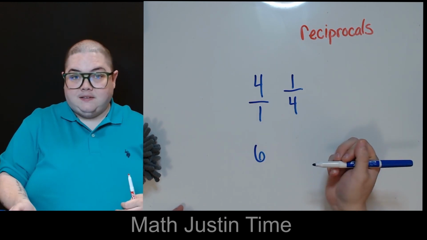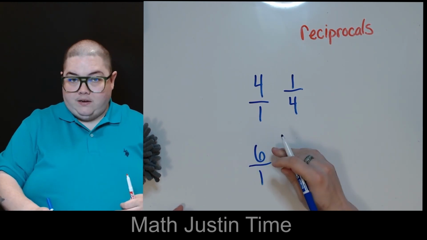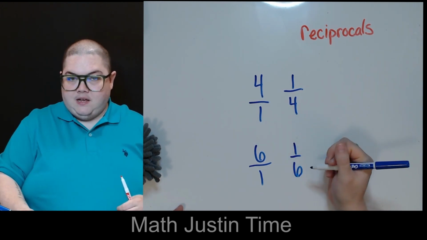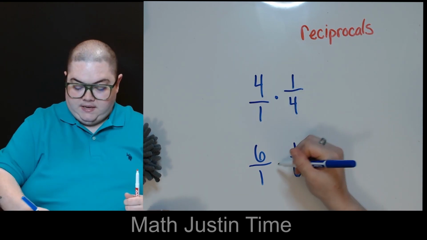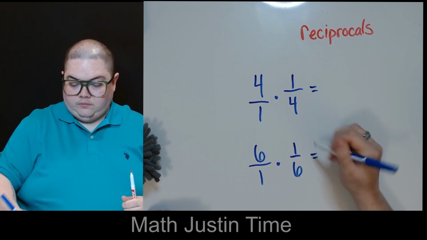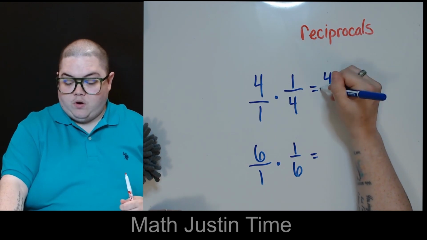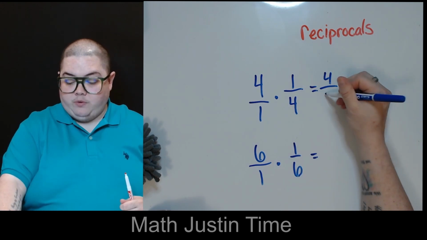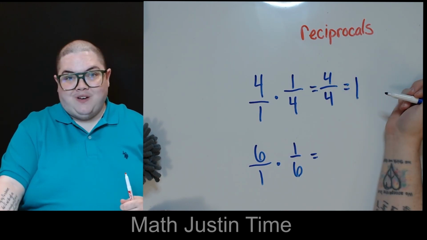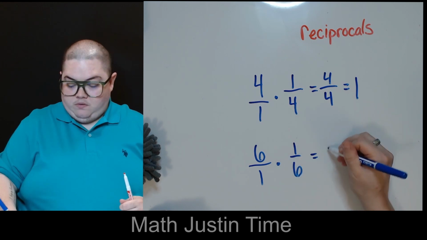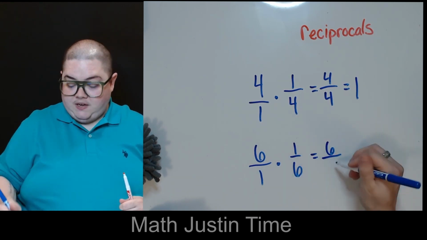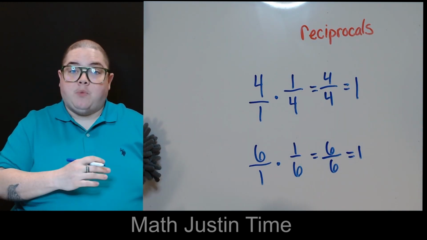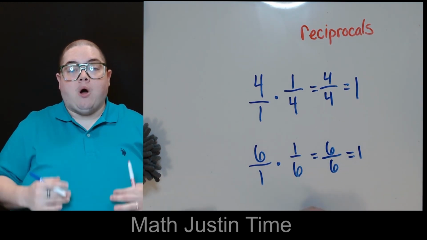What if we had 6? Okay, so 6 over 1 is now the fraction, and we flip it, and we're left with 1 over 6. But does that still work? Well, let's see. We've got 1 times 4, which is 4. We've got 4 times 1, which is 4, which is equal to 1. And 6 times 1, which is 6, and we've got 1 times 6, which is 6, which equals 1. So anytime you take a number and you multiply it by its reciprocal, you always get 1.